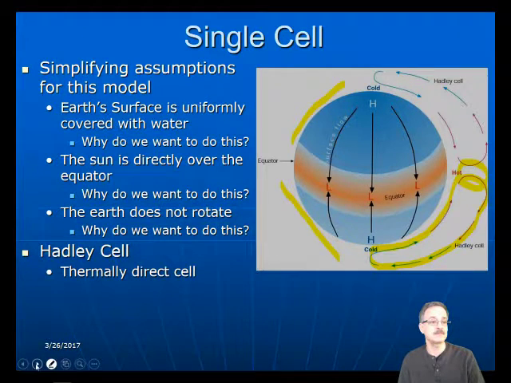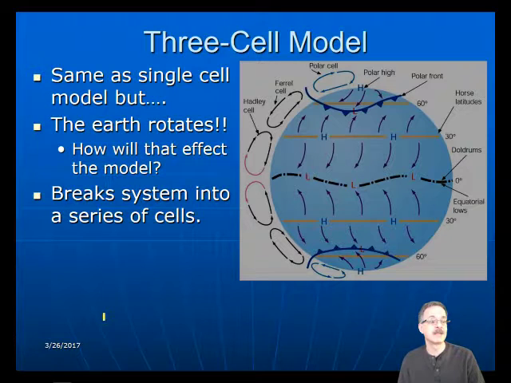So now we're going to complicate our model a little again. We're going to go into what's referred to as a three-cell model. So we're going to make the Earth rotate this time, so we're going to add that complexity. Well, what will this do? It's going to complicate our system.